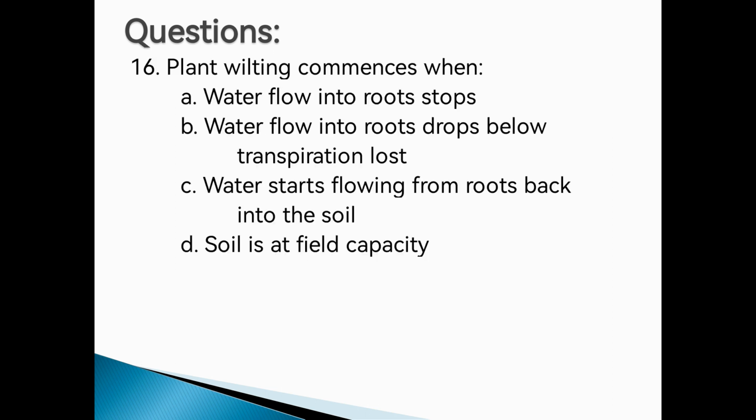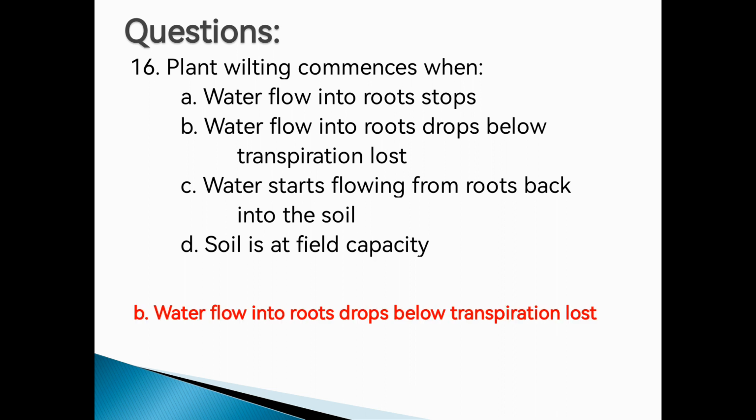Question number 16. Plant wilting commences when: A. Water flow into roots stops. B. Water flow into roots drops below transpiration loss. C. Water starts flowing from roots back into the soil. And D. Soil is at field capacity. The correct answer is B. Water flow into roots drops below transpiration loss.